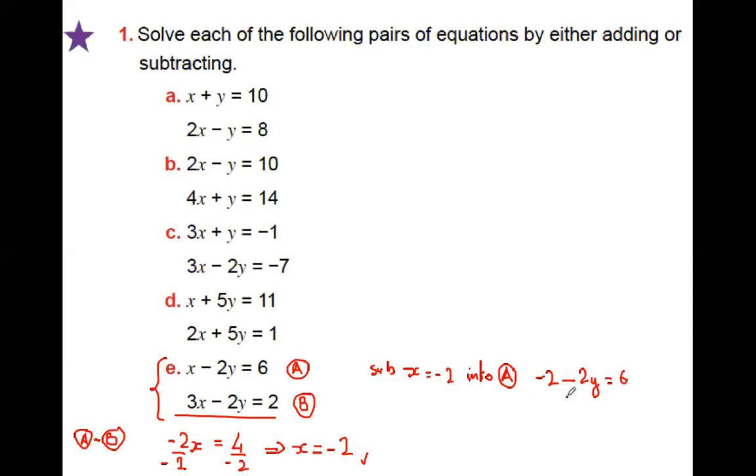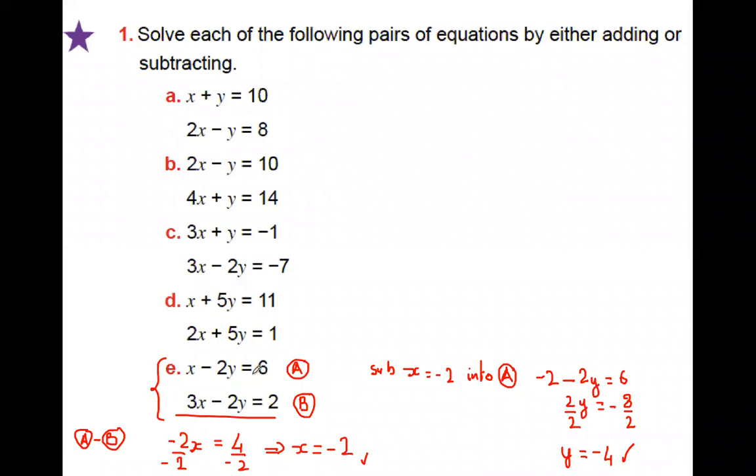So basically 2y equal -8 should be my answer. And now I just divide by 2 both sides. That means y equal -4. Yeah. So I've got x and y for this pair of equations.